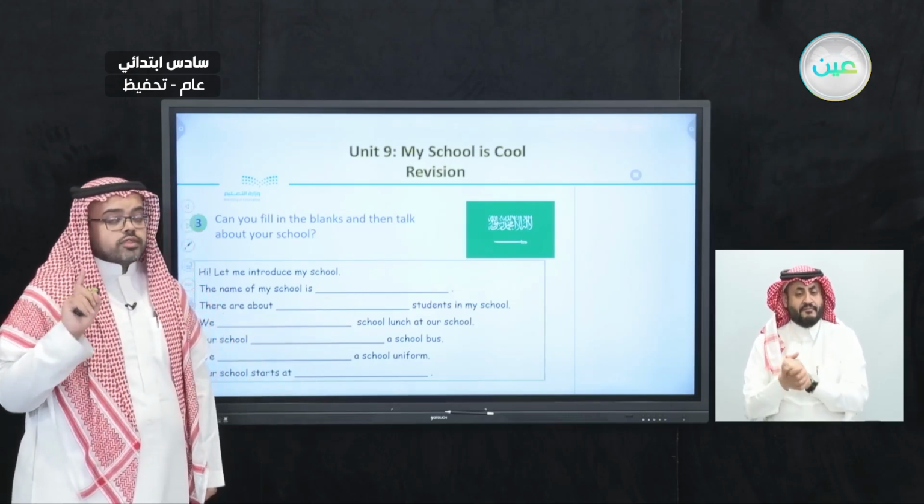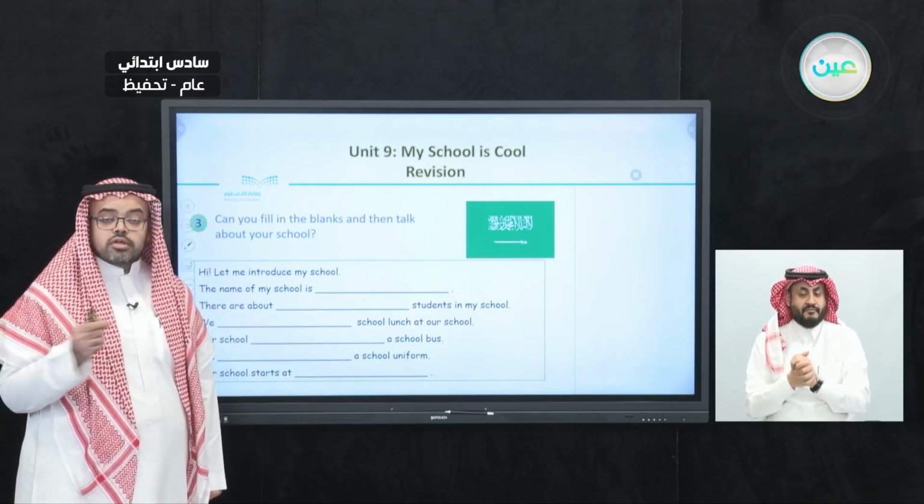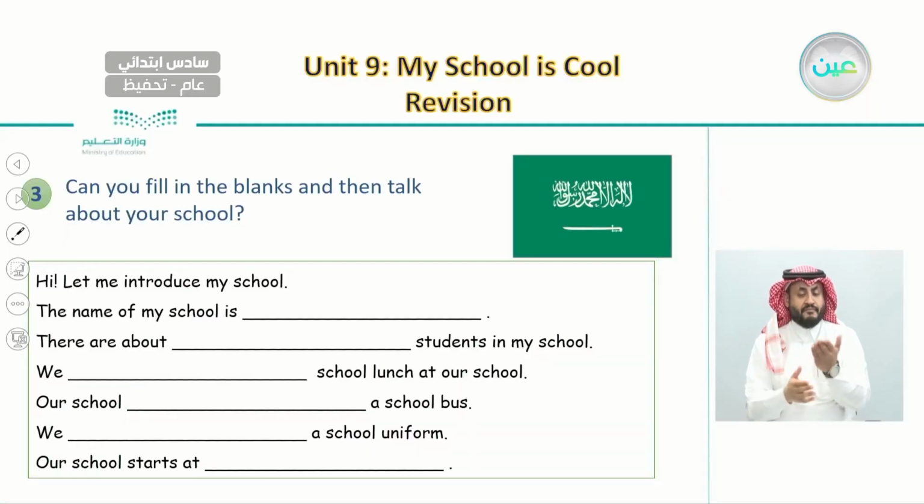Now this is regarding the first information. Now let's listen to the second one. The second one is, there are about blank students in my school, and here we need to write down a number. For example, there are about 500 students in my school, or maybe 300 students, or 1,000 students. So here in the second blank, we should write a number.